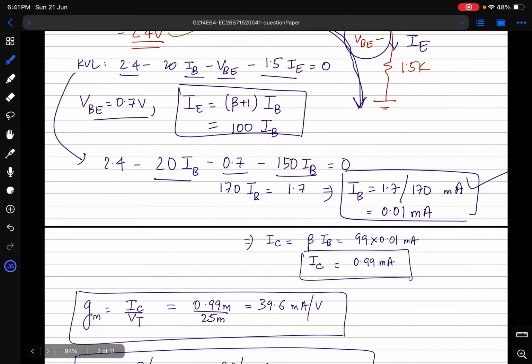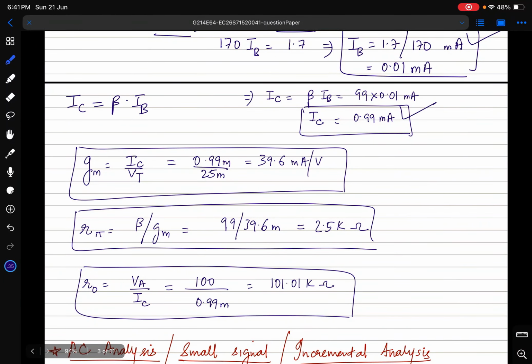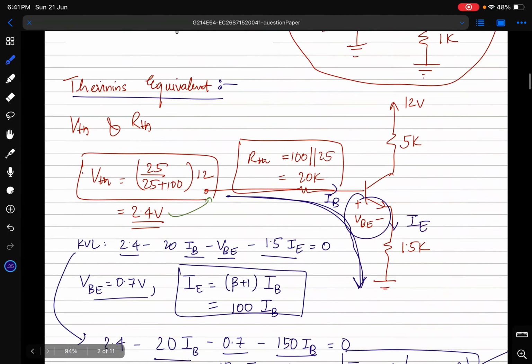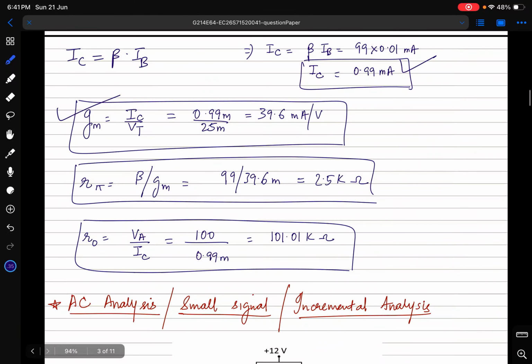We got IB. Now we have to find IC. The relation between IB and IC is IC equals beta times IB. Beta is 99, so IC comes out to be 0.99 milliamperes. Now we have to find the AC parameters. The first one is the transconductance GM, given by IC by VT, where VT is the thermal voltage, given as 25 millivolts. So GM comes out to be 0.99 by 25 milliamperes per volt, which is 39.6 milliamperes per volt.